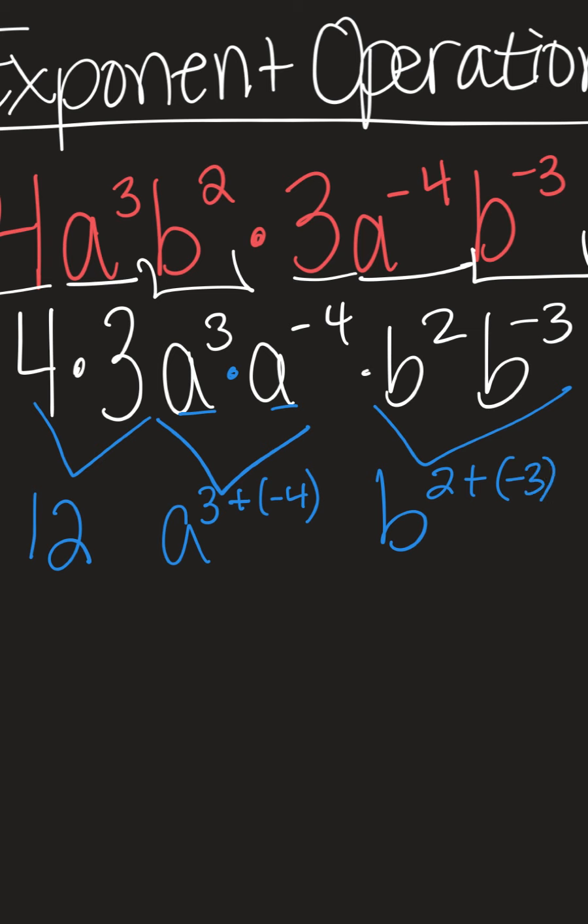I'm going to simplify again. 12, of course, is going to stay 12. Take a to the power of negative 1 and b to the power of negative 1 when I add 3 plus negative 4 and 2 plus negative 3.